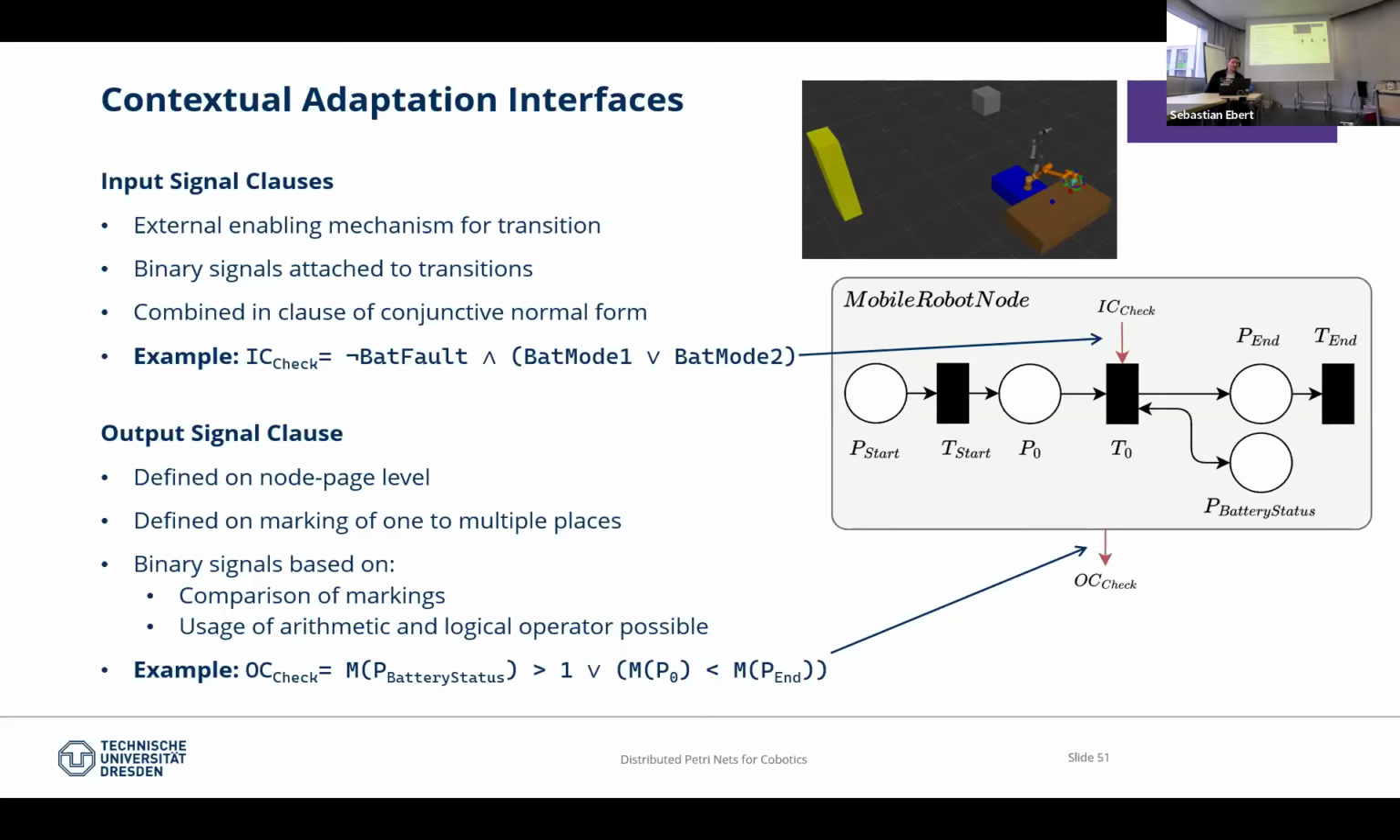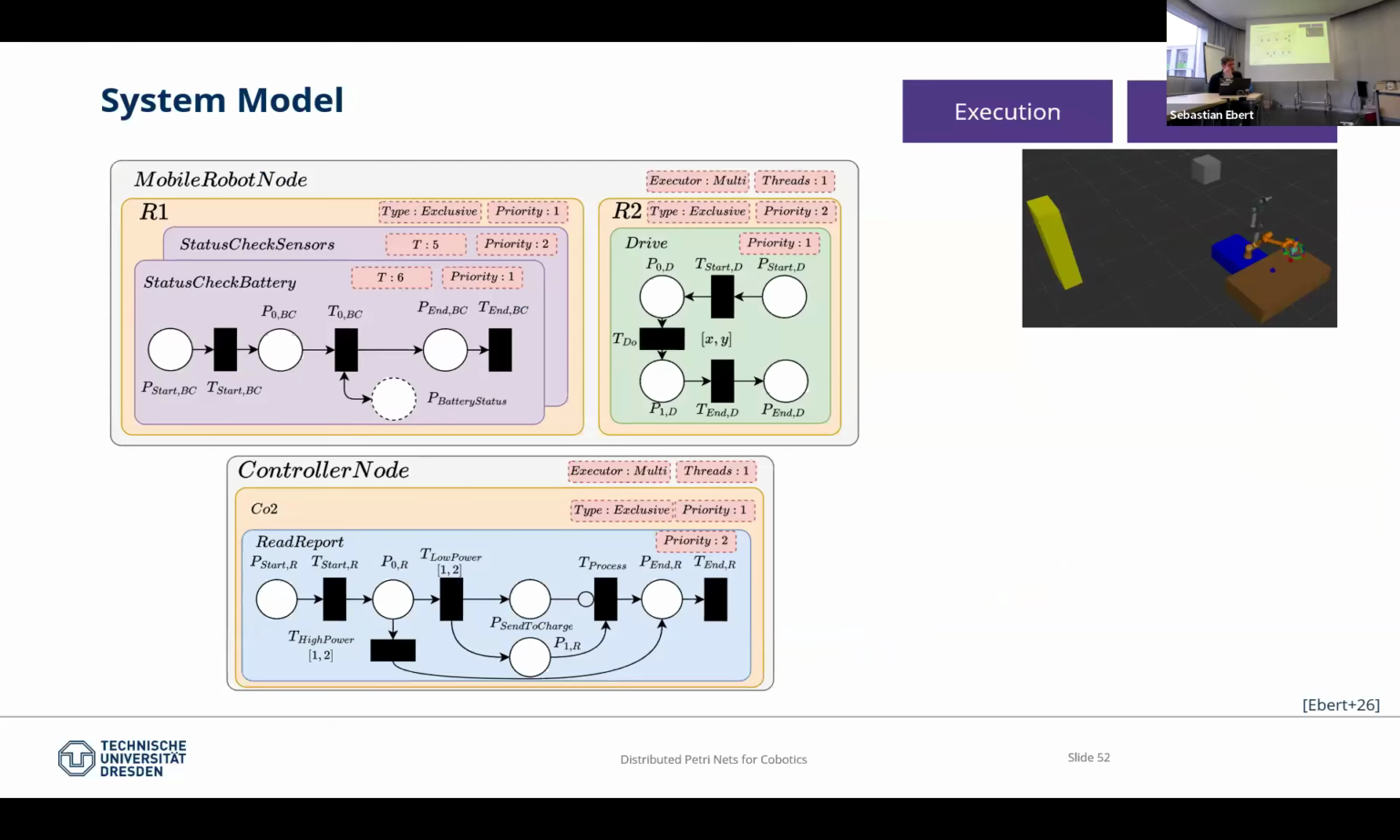So the OC check clause produces the output true to the outside of the world if the marking in the place battery stages is greater than 1 or the marking in the place P2 is smaller than the marking in the place P8. So that's our small and smooth context adaptation mechanism there. So now we talked about everything around the node and how we adapt these nodes. So how do these nodes actually look then when we model them as a developer? And for this, we stay in the same example and have a look at a cutout of it.